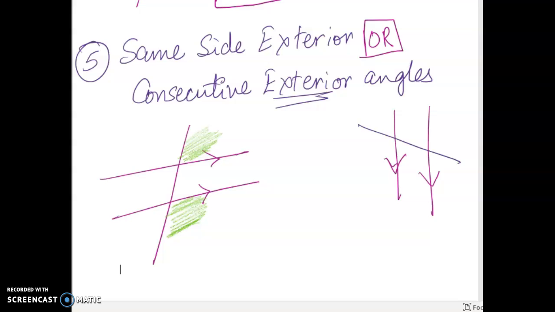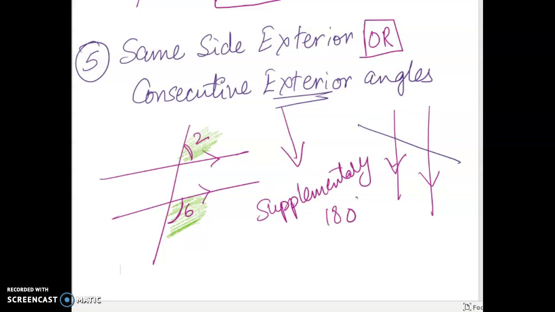Same side exterior, let's say this is 2 and 6. So same side exterior, or consecutive exterior, will always be supplementary, which is nothing but 180 degrees. So I can say measurement of angle 2 plus measurement of angle 6 is nothing but 180 degrees.